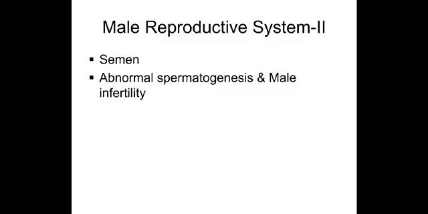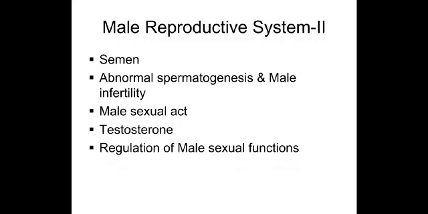The reason again we are dealing with semen analysis is that it is one of the important tests for infertility. And most of the time, in the olden days, 1/3 of the causes was from the male partner. So today's class is about semen analysis, abnormal spermatogenesis and male infertility, male sexual act, and the male sex hormone testosterone, its chemistry, actions and mechanism of action, and finally the regulation of male sex hormone functions.